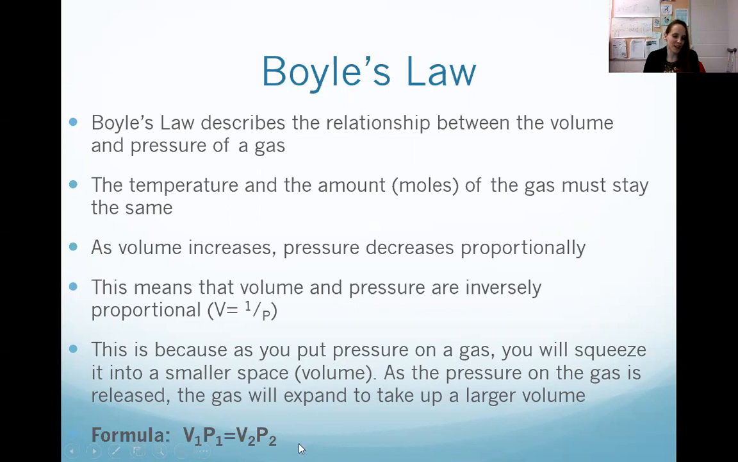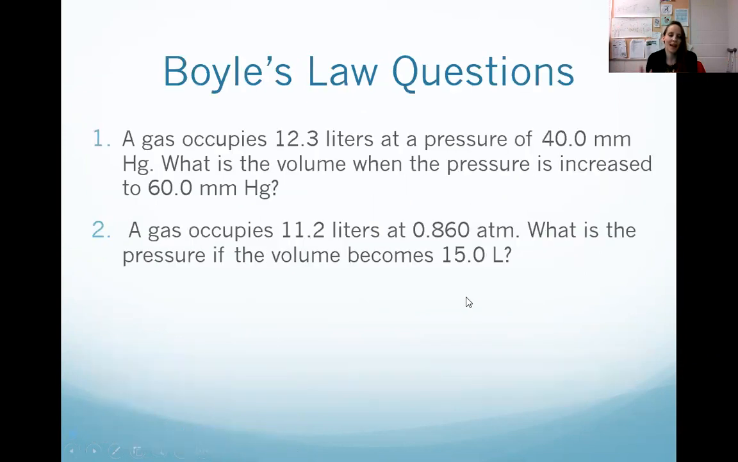The formula is down here at the bottom. It's V1 P1 equals V2 P2, which just means our first volume times our first pressure is going to be equal to our second volume times our second pressure. So let's go over how this would actually work.